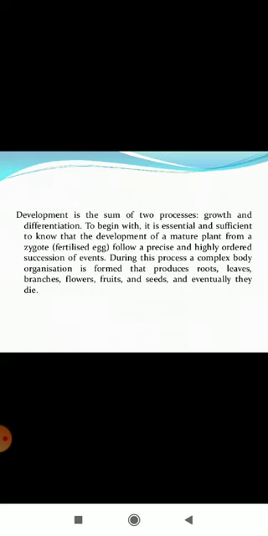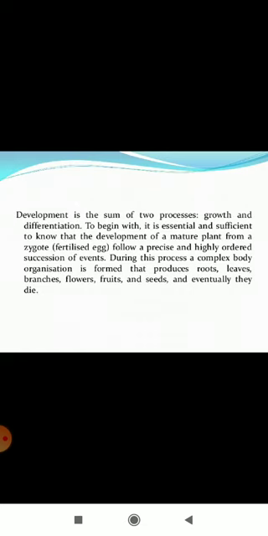Now, to begin with, it is essential and sufficient to know that the development of a mature plant from a zygote, fertilized egg, follows a precise and highly ordered succession of events. Now, how do those events take place? We will talk about it later. So, during this process, a complex body organization is formed that produces roots, leaves, branches, flowers, fruits, seeds, and eventually they die. So, development is the sum total of these two processes, that is growth and differentiation.